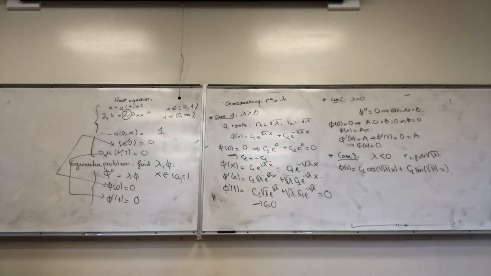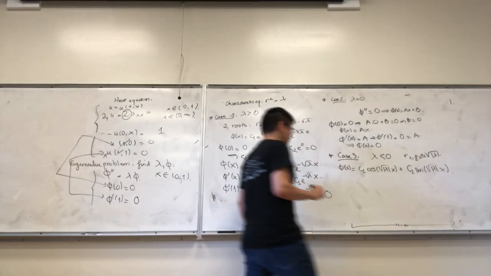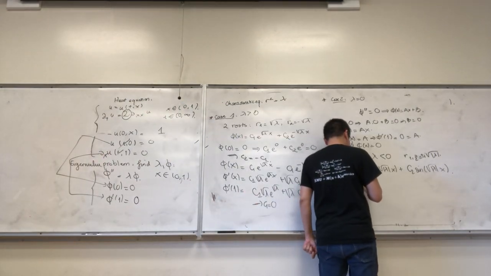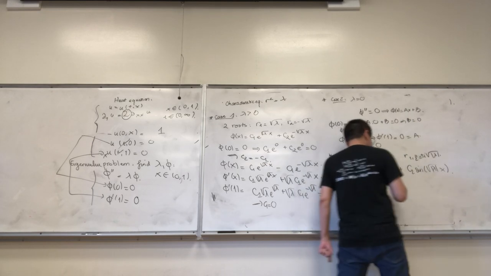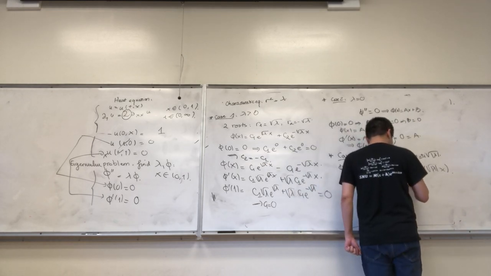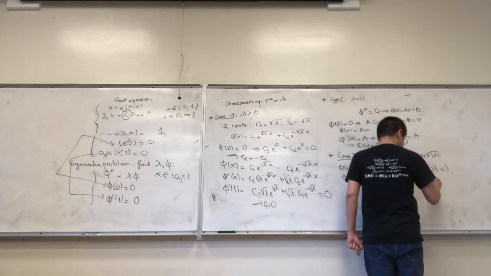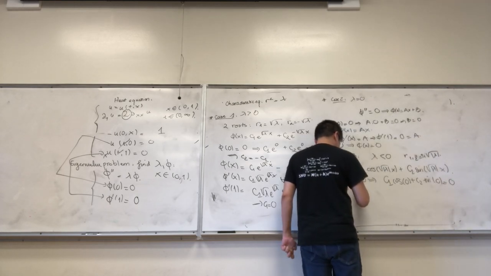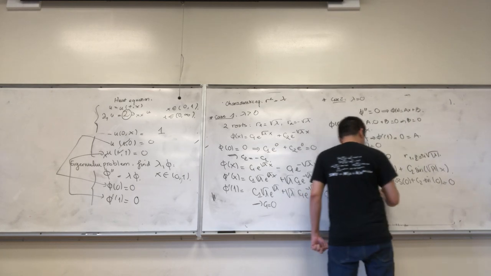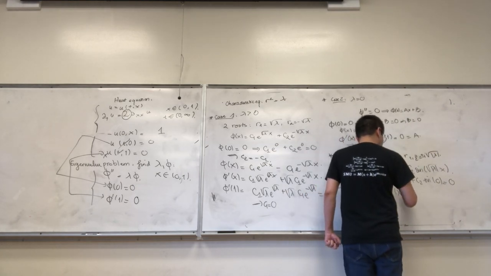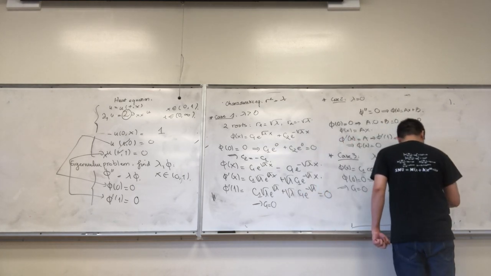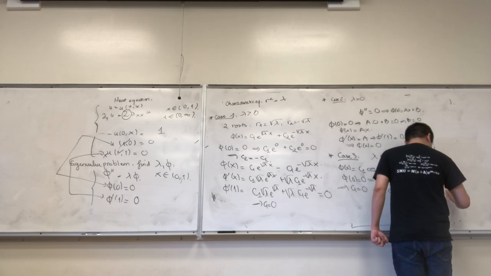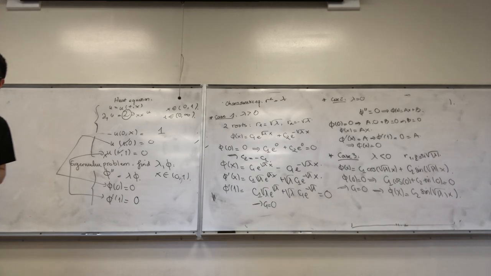So now you're going to use the first boundary condition, phi of 0 is 0, which means that c1 cosine of 0 plus c2 sine of 0 is 0, which means that c1 is 0. So in this case, phi of x will be only the sine of square root of lambda x. Right? It's good. So what is the next step?